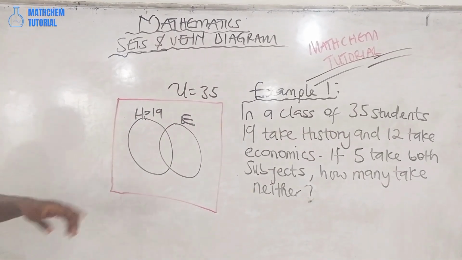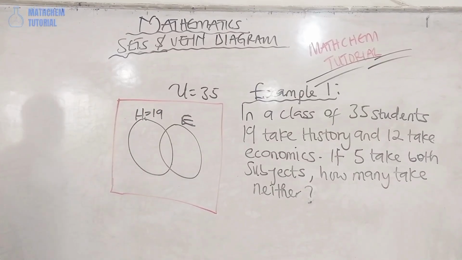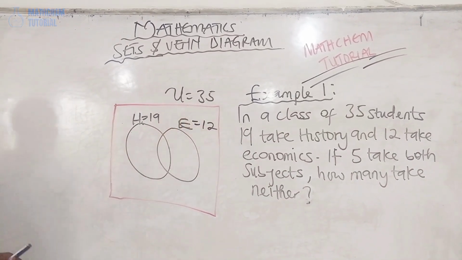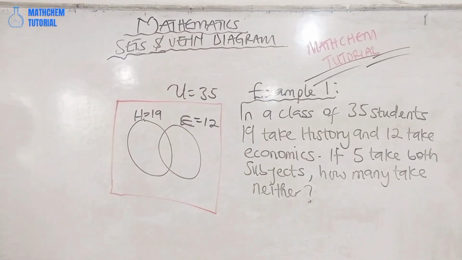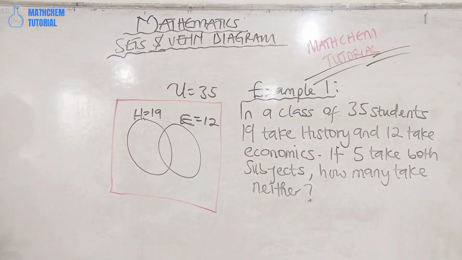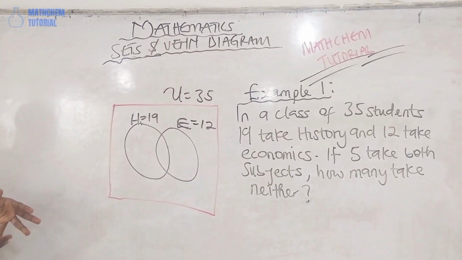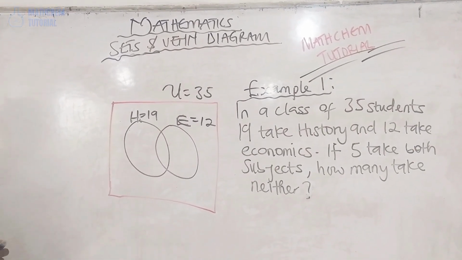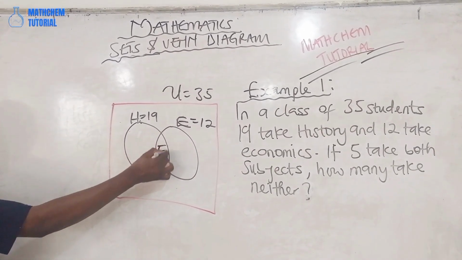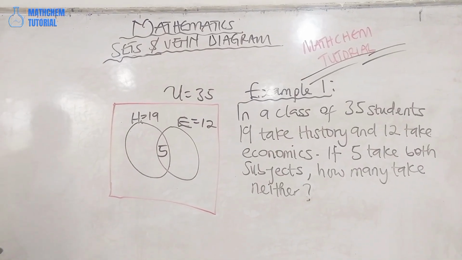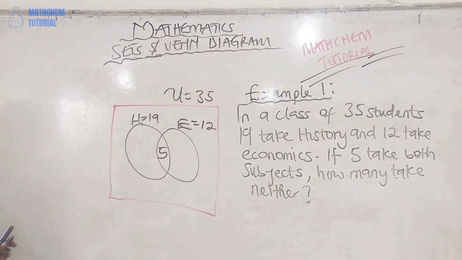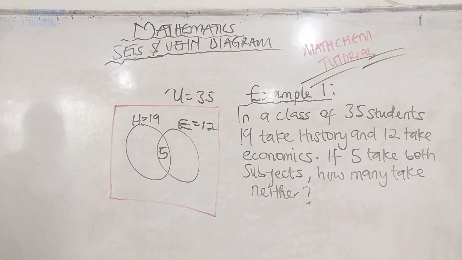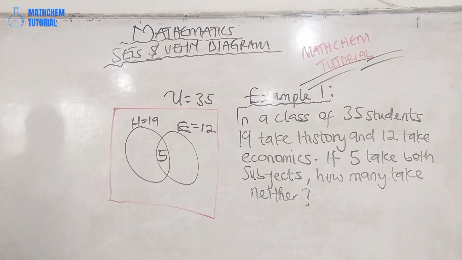And we proceed by saying, and 12 take economics. So for the economics here, they are just 12. So 12 will be here. Good. And if 5 take both subjects, remember both means combination. That means 5 people take both economics and what? History. So we have 5 here. That means 5 people out of the 35 take both history and economics.